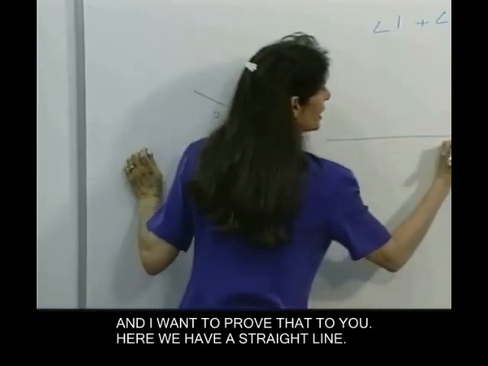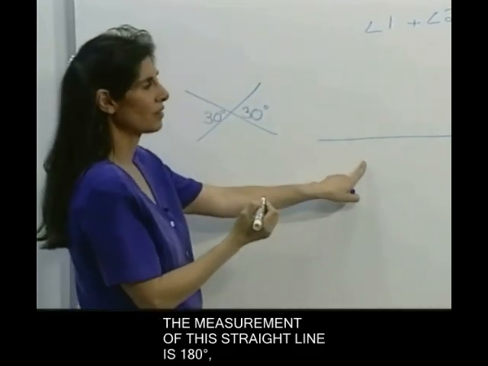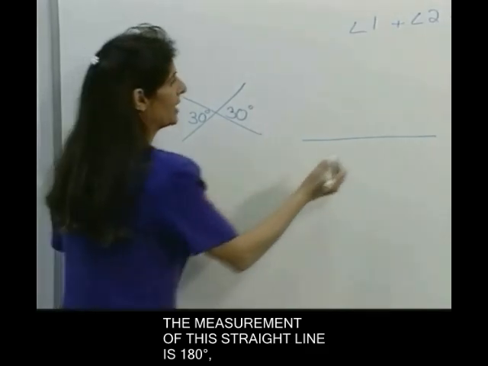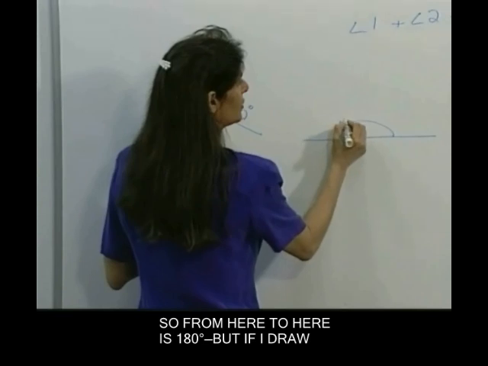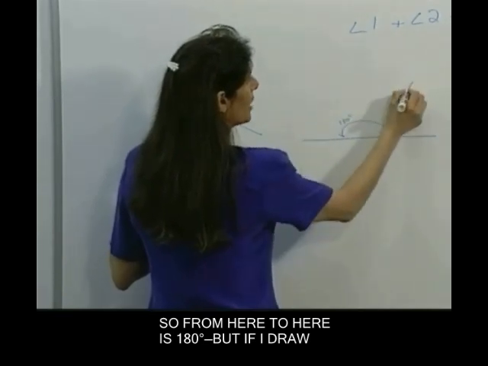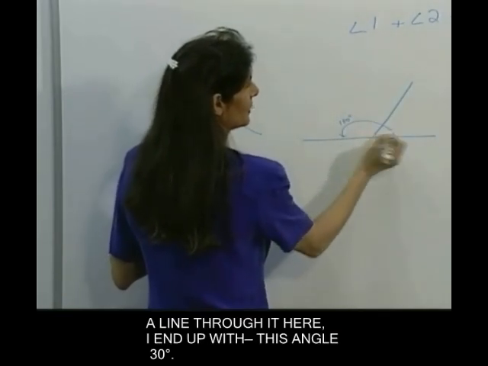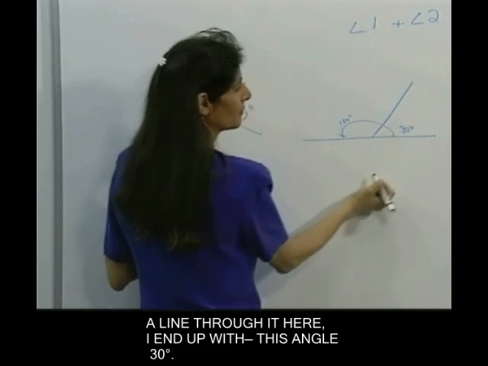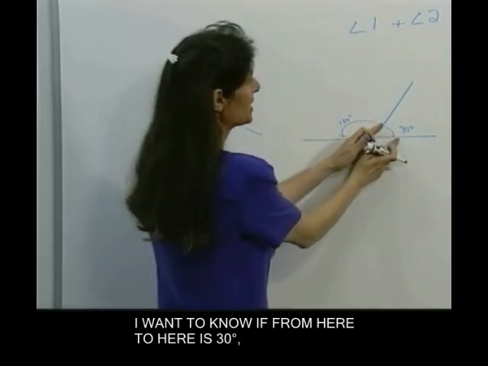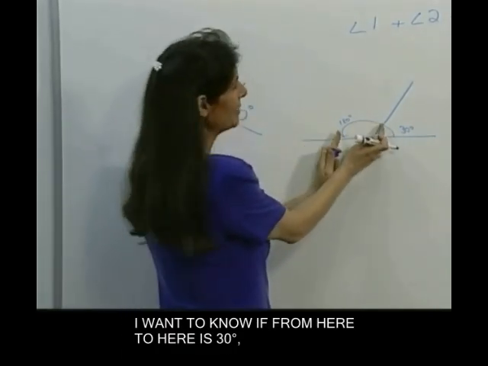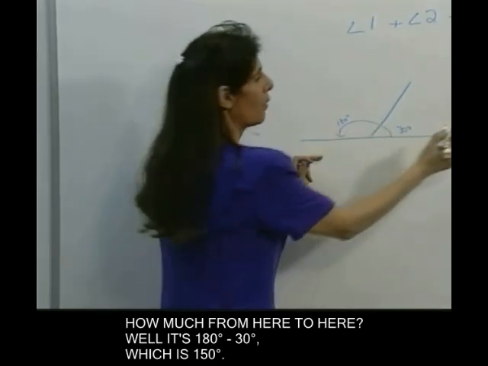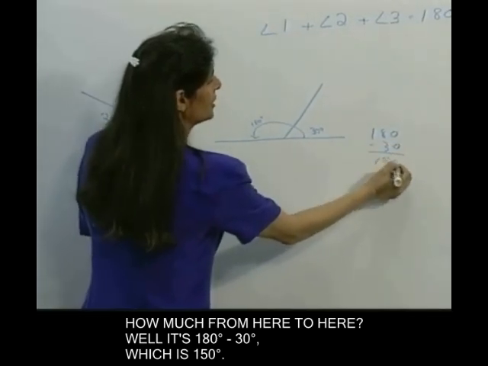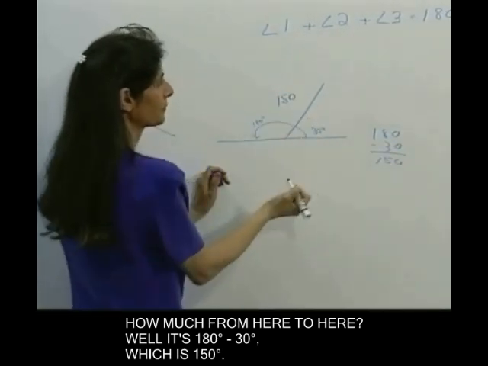Here we have a straight line. The measurement of this straight line is 180 degrees. So from here to here is 180 degrees. But if I draw a line through it here, and this angle is 30 degrees, I want to know, if from here to here is 30 degrees, how much from here to here? Well, it's 180 minus 30, which is 150 degrees.